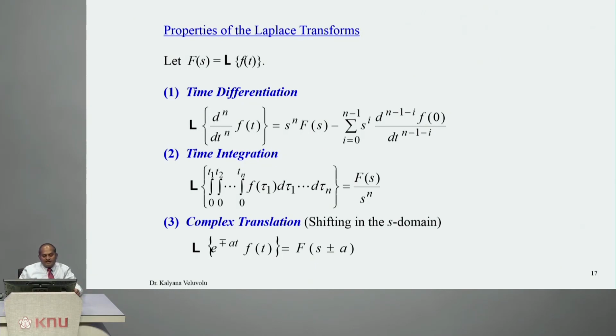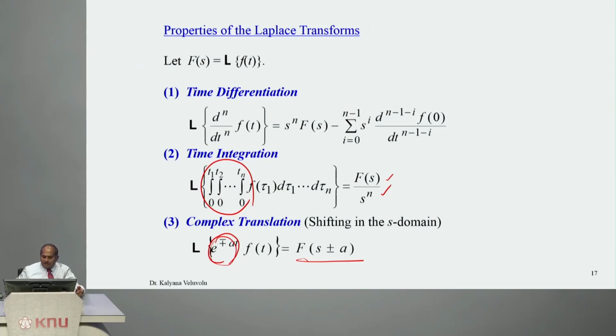Next, time integration. Integration is easy, depending on the number of integrals. Suppose you have 3 integrals, it will be F of s by s cube. N integrals will be F of s by s power n. The next one is complex translation, or shifting in the frequency domain. If the function is multiplied by e power minus at, that is f of t into e power minus at, you get F of s plus a. So this is another nice translation, a frequency shift.